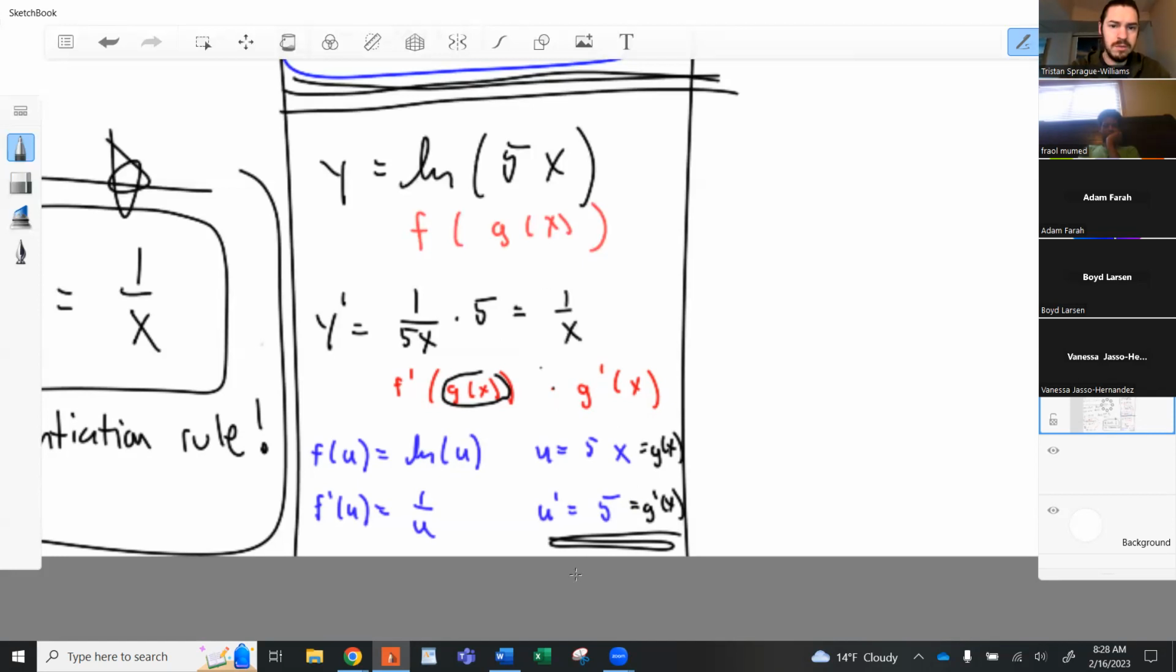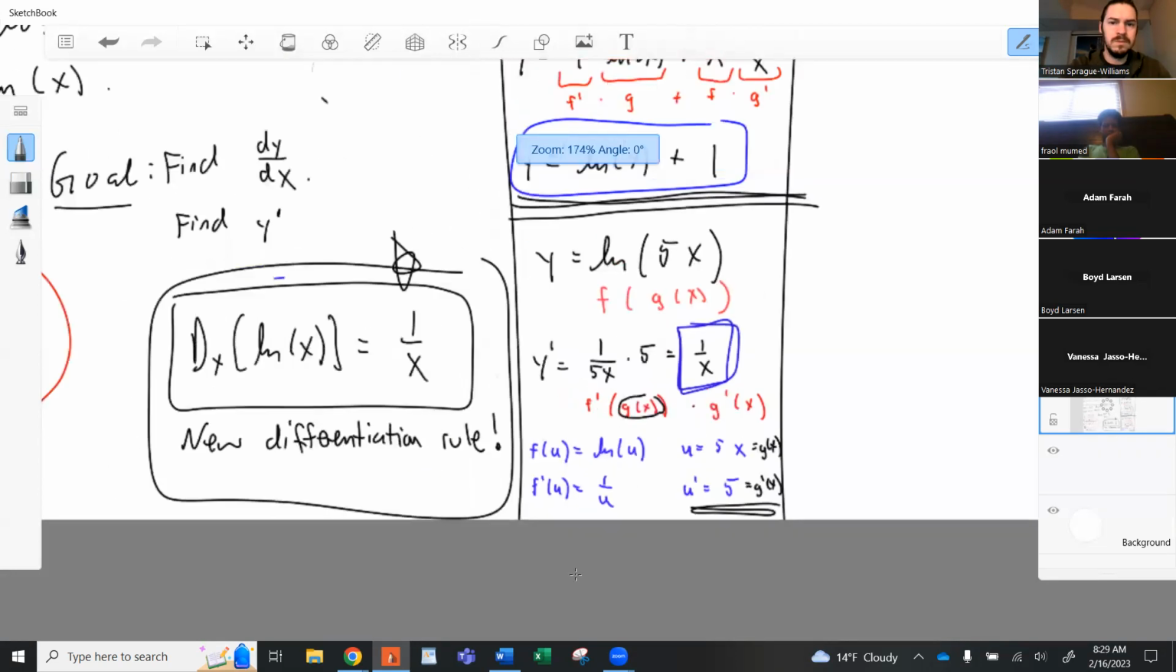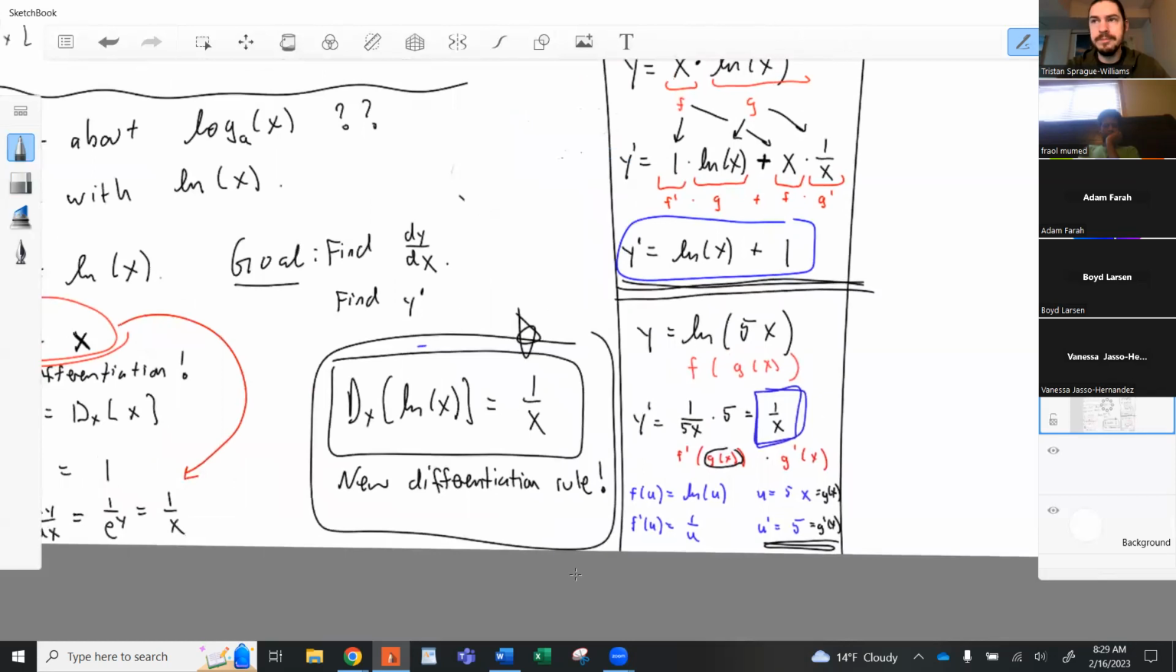1 over x. Because the 5s cancel out. So there we go. That's a little bizarre. It's like the 5 didn't matter.